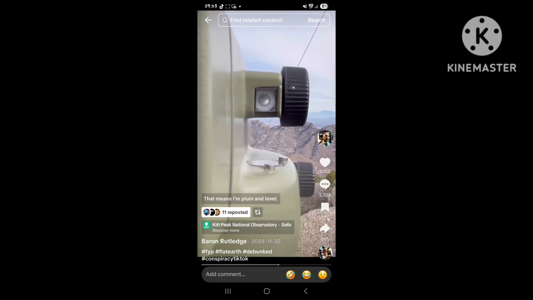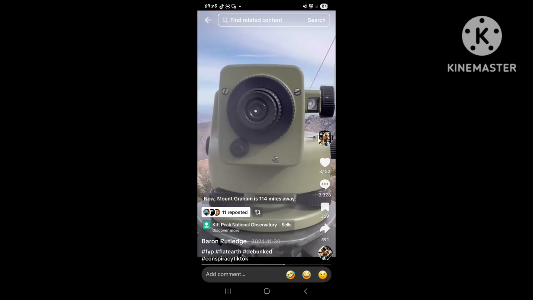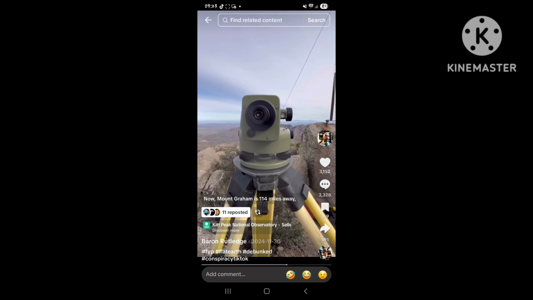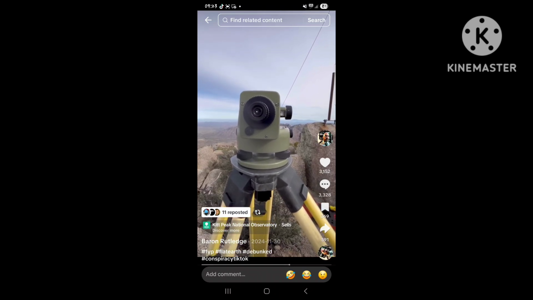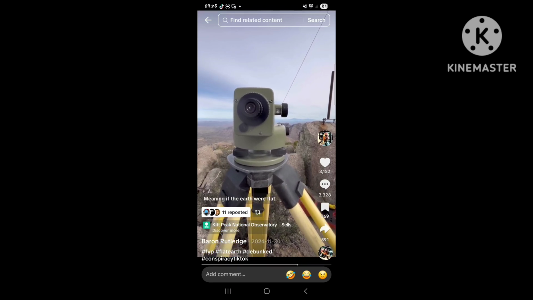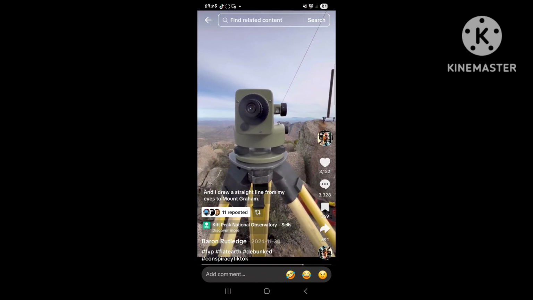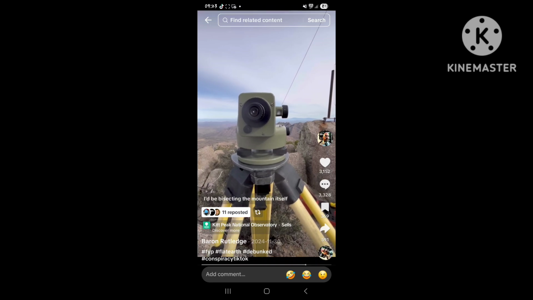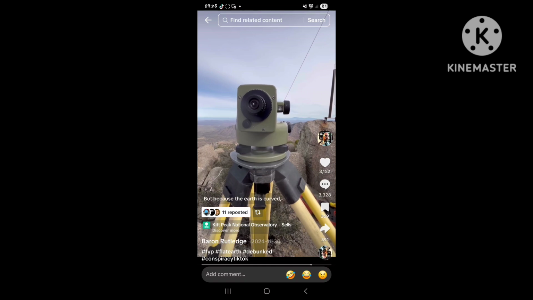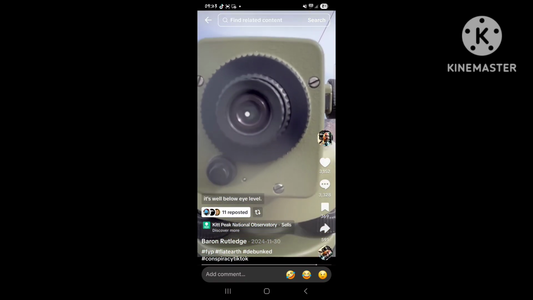That means I'm plumb and level. Now Mount Graham is 114 miles away, but it's 3,826 feet taller than I am. Meaning if the Earth were flat and I drew a straight line from my eyes to Mount Graham, I'd be bisecting the mountain itself well below the summit. But because the Earth is curved, it's well below eye level.